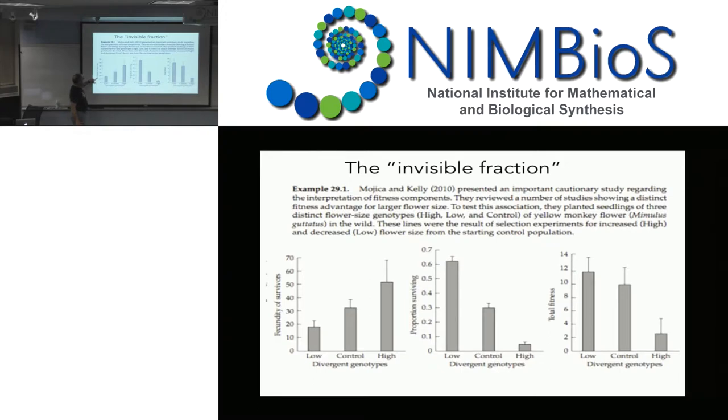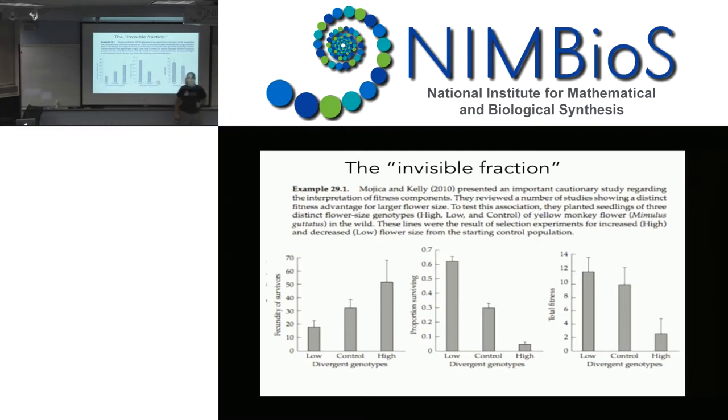And what they saw here was that if you look at fecundity of survivors, so in those plants that flowered, what you saw was that high plants, plants with large flowers, had a much higher fecundity than the control or low flowers. And this is consistent with literature that typically when you see large variation in flower size, plants with larger flowers often have more offspring, produce more seed. However, because these were lines, they could then ask about what happens before you flower.